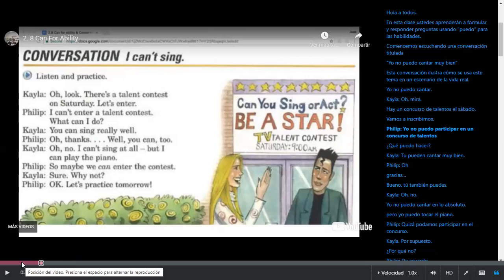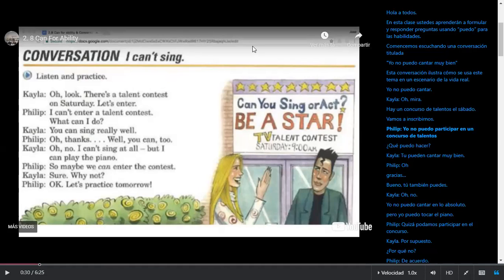Oh, look, there's a talent contest on Saturday. Let's enter. I can't enter a talent contest. What can I do? You can sing really well. Oh, thanks. Well, you can too. Oh, no, I can't sing at all, but I can play the piano. So maybe we can enter the contest. Sure, why not? Okay, let's practice tomorrow.